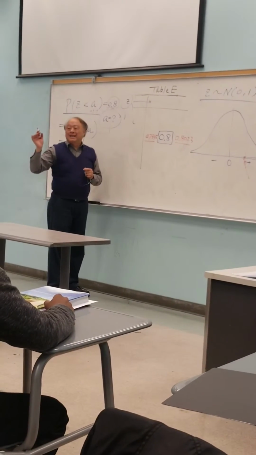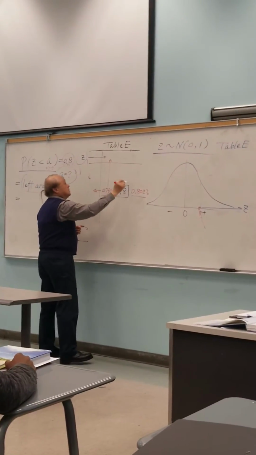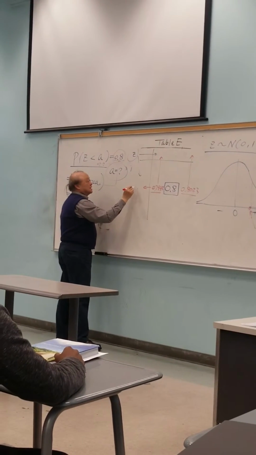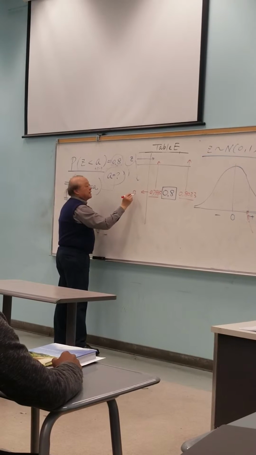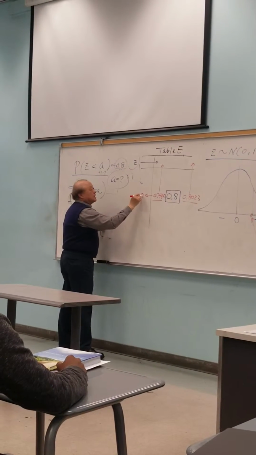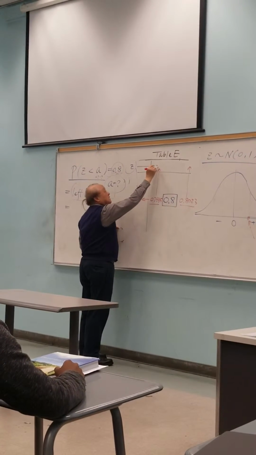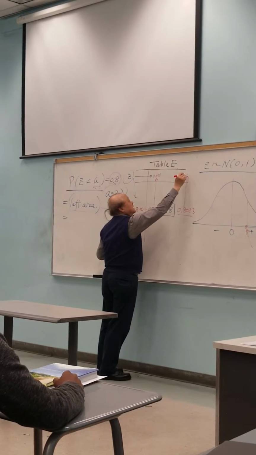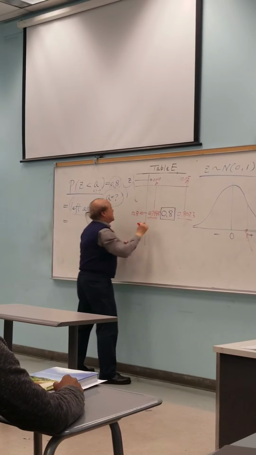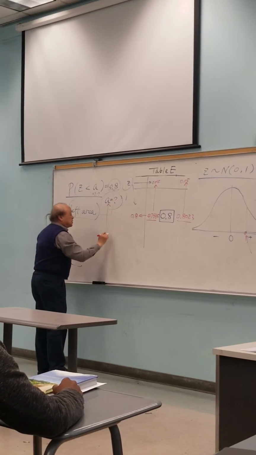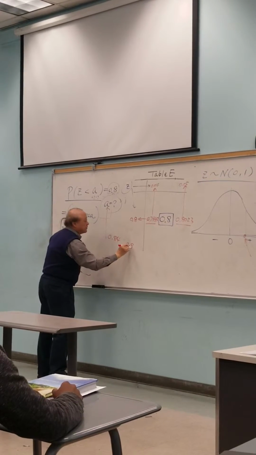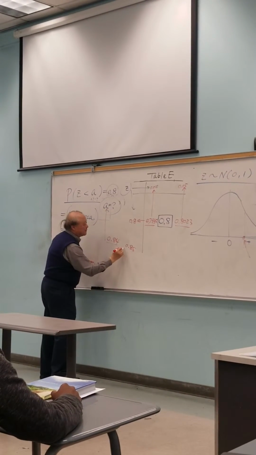Okay, 0.7995. Now, what is the corresponding z-score? 0.84. And this one is 0.85. Yes. So the answer is between 0.84 and 0.85, right?